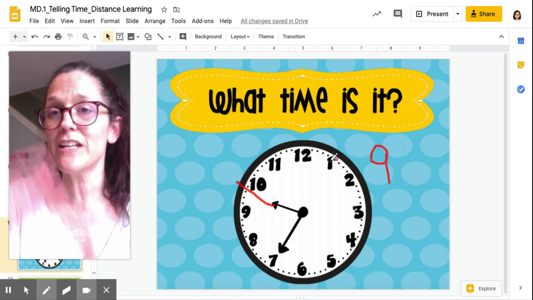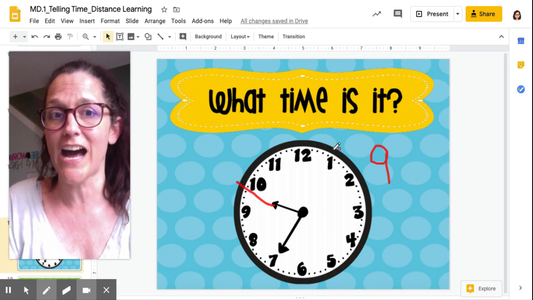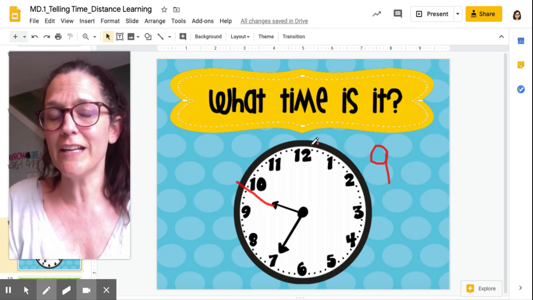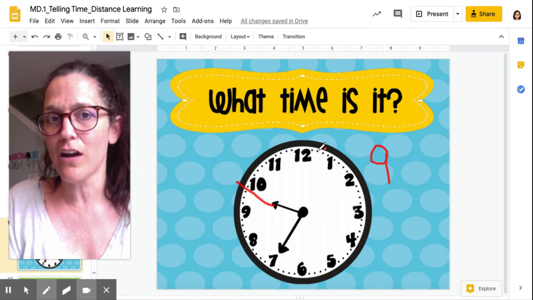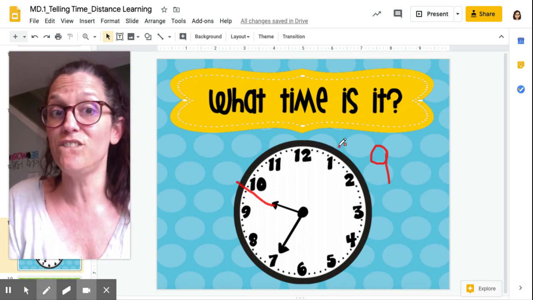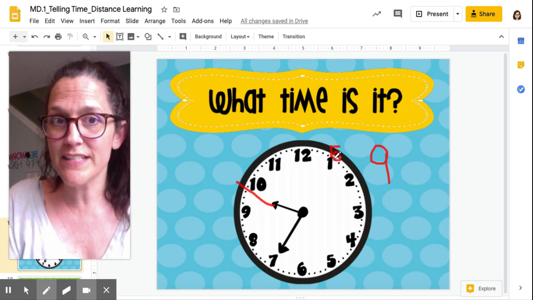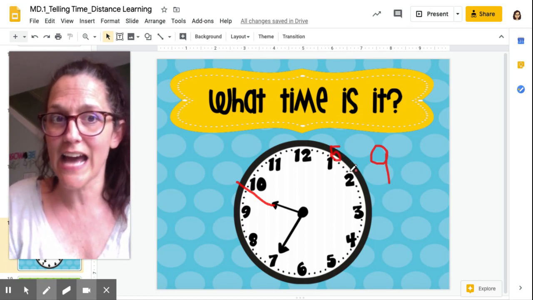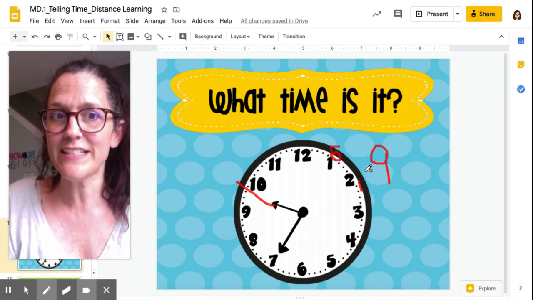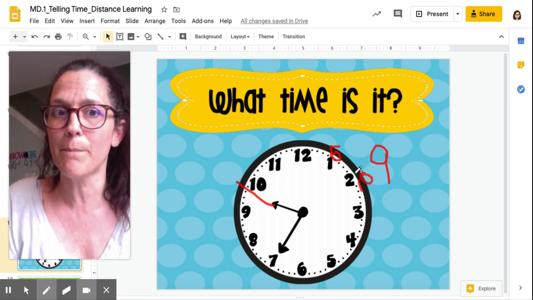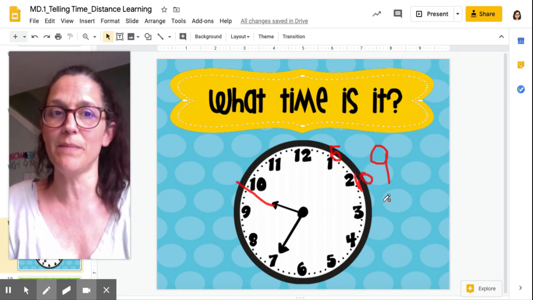And then I'm going to start skip counting by 5s at the 1, because look, each of these little dots are 1. So look, 1, 2, 3, 4, 5, 6, 7, 8, 9, 10. So we can skip count by 5s. Those big numbers, when we're doing the minutes, can be skip counts by 5.